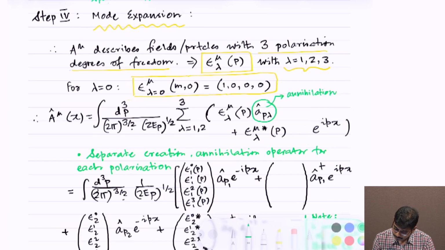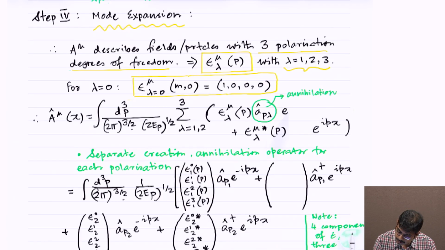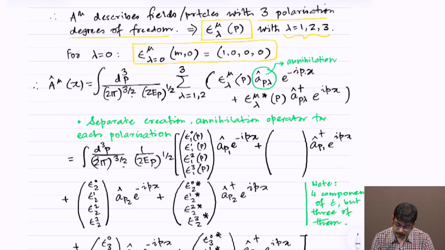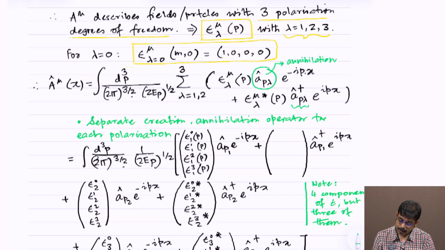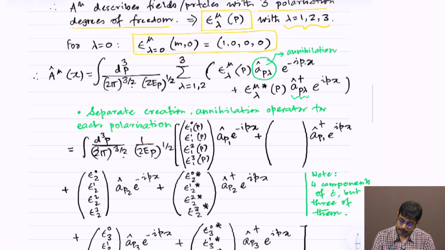And this will have a phase factor, which will be e to the power minus i p·x. On the other hand, you will also have a term like epsilon^{μ*}_λ(p), associated with a†_{p,λ} into e to the power i p·x. Note that each polarization has a separate operator, and this is the creation operator, right. So, this is the creation operator that you essentially have.